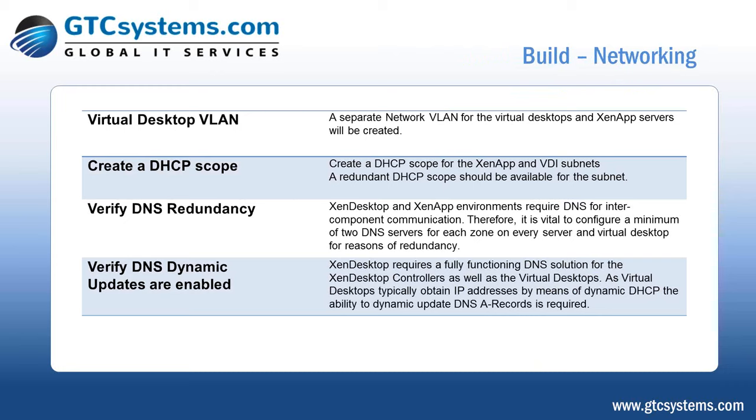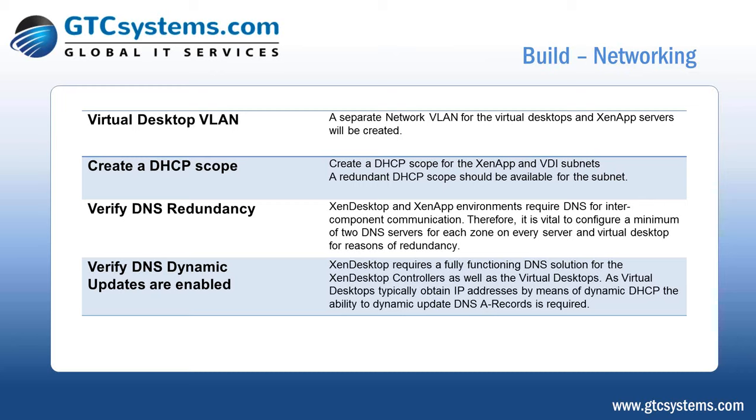Okay, some of the other things that are just standard that you want to do for every VDI deployment, pretty much. You want to create a virtual desktop VLAN that is separated in your network just for your virtual desktops, so it's not sharing the VLAN of your servers or other workloads running. Create a DHCP scope for that VLAN so they can get IP addresses. Verify DNS redundancy and DNS dynamic updates.